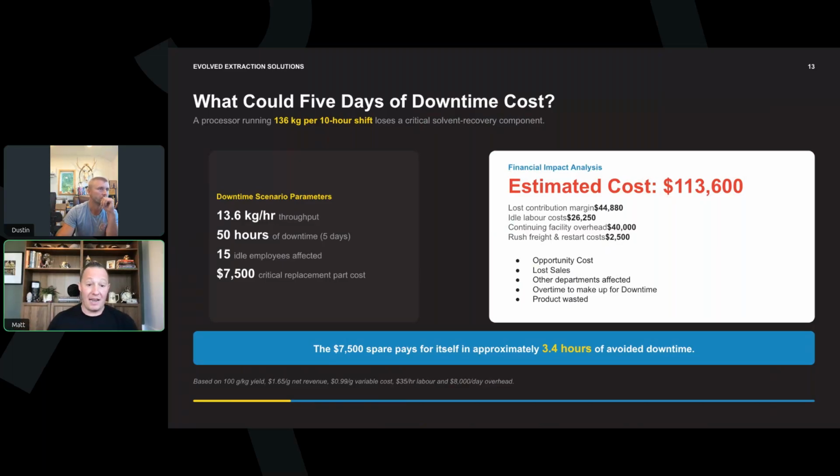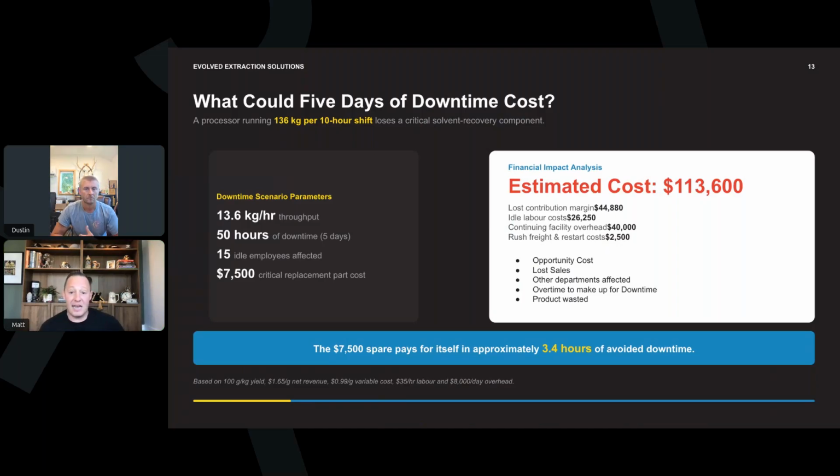So they could have mitigated, and that's just some of the most obvious stuff too. There's other knock-on effects upstream and downstream: overtime, the stress that it caused, everybody scrambling around trying to find everything. And so these are things that are very much overlooked. How would you rather spend $7,500 and avoid all that stress, or spend $113,000 and have all the stress?